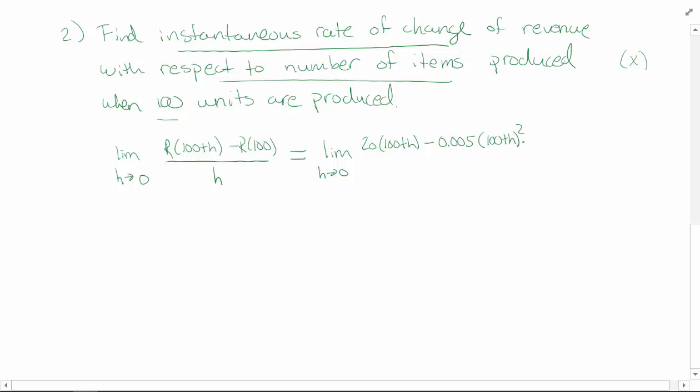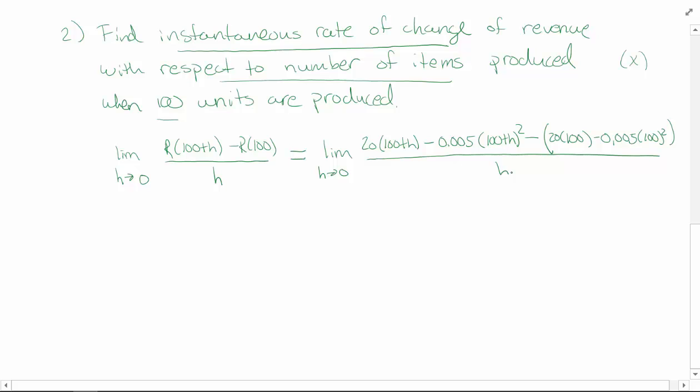So that whole part right there is R of 100 plus h. We'll subtract off R of 100. Be careful: you subtract off the whole thing, not just the first term, so open up some parentheses. 20 times 100 minus 0.005 times 100 squared, all divided by h.